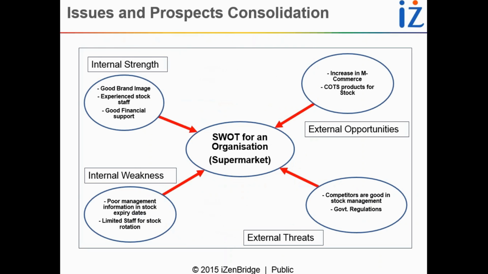Now let's take an example of the supermarket. You have identified internal strengths, weaknesses, external opportunities, and threats using various tools and techniques, or using a workshop by involving subject matter experts and other key business stakeholders. What are the internal strengths in the supermarket? They have a good brand image, they have experienced stock staff, and the supermarket has good financial support. Internal weakness is also identified. Staff is poor in managing stock expiry dates, and they are limited in number for stock rotation.